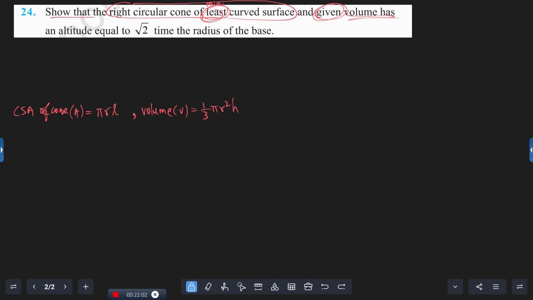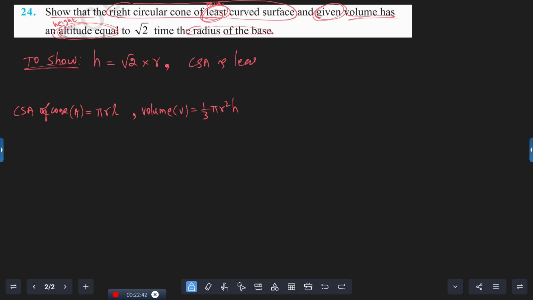Listen carefully. Next, show that the right circular cone has altitude equal to root 2 times the radius of the base. Altitude means height. So the cone height is equal to root 2 times radius of the base. This is also we have to prove. So h is equal to root 2 times r you have to prove, and CSA is least.